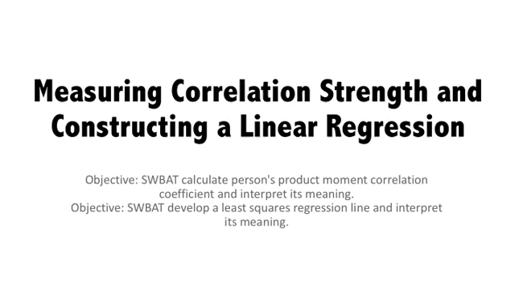Today's lesson, titled Measuring Correlation Strength and Constructing a Linear Regression, is probably one of the most important lessons you'll see in statistics because we're learning two critical pieces of information. First, how you measure correlation strength, and next, how you can construct a linear regression to predict future values. So you have two objectives. The first is you'll be able to calculate the Pearson's product moment correlation coefficient and interpret its meaning. And the second is you'll be able to develop a least squares regression line and interpret its meaning as well. So let's get started.